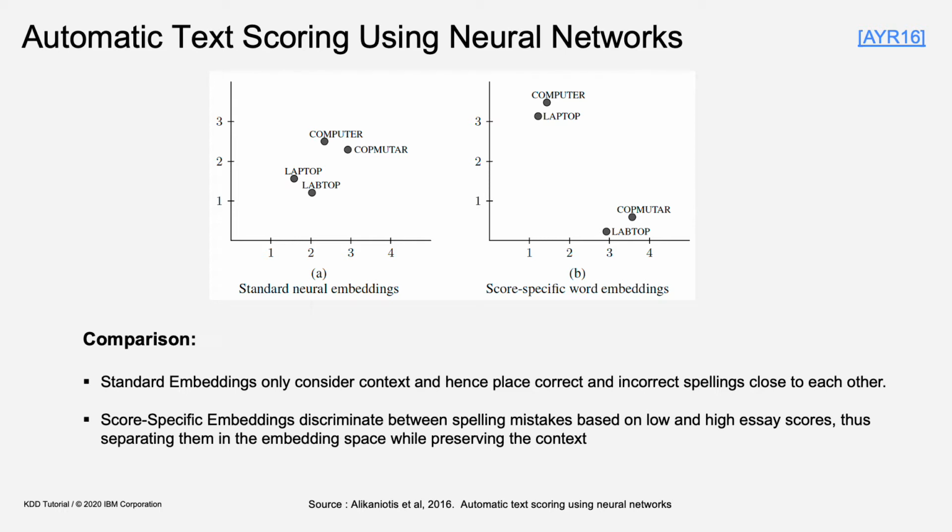The authors further train a bi-LSTM model with score-specific word embeddings, and the LSTM sequence embeddings are fed to a linear unit in the output layer to predict the essay score. They compare their performance against different baselines such as Tok2Vec, Word2Vec, etc. on a standard essay scoring dataset from Kaggle.